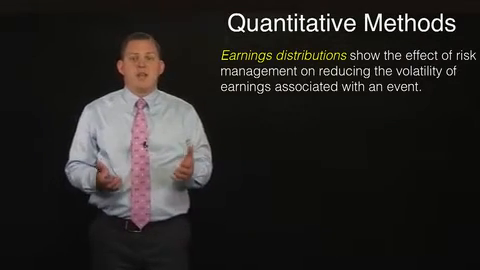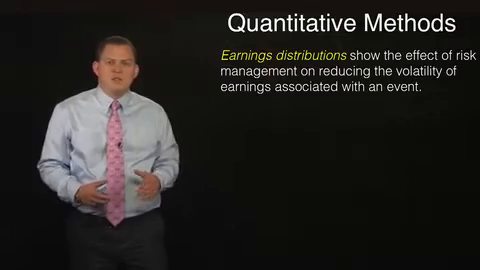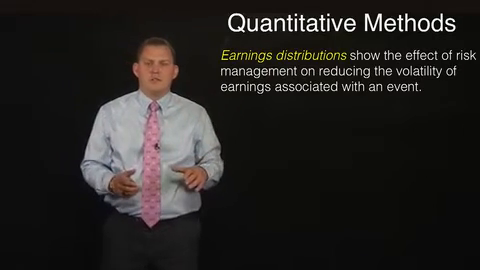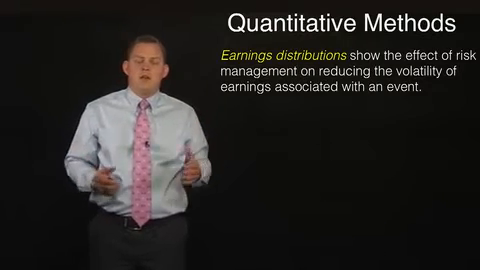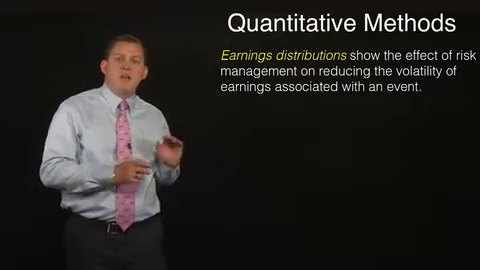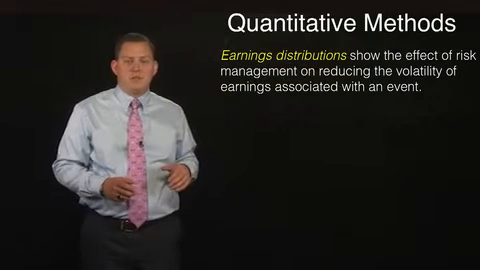Next, let's turn to some quantitative methods. The first one is looking at the distribution of earnings. We've talked about this before in the concept of risk, that there's volatility. When there's volatility, firms are not able to forecast as well into the future.